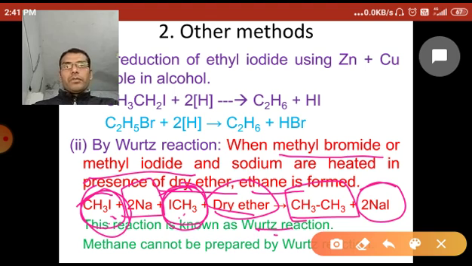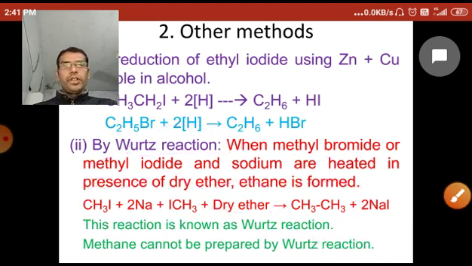But by the Wurtz reaction, we can't produce methane. So a minimum of two carbons has to be produced by using the Wurtz reaction. So in the Wurtz reaction, methyl iodide or methyl halide reacts with sodium in the presence of dry ether to produce ethane gas.